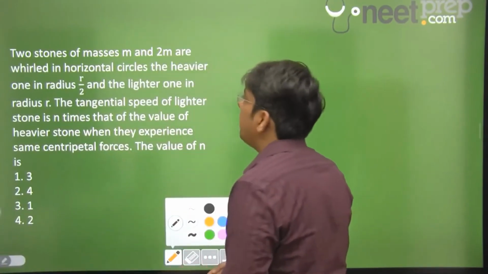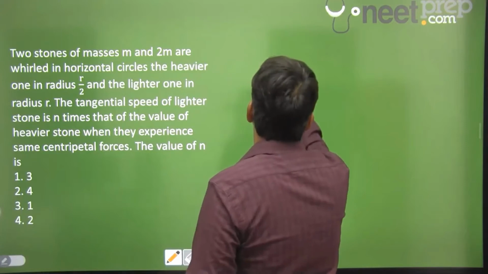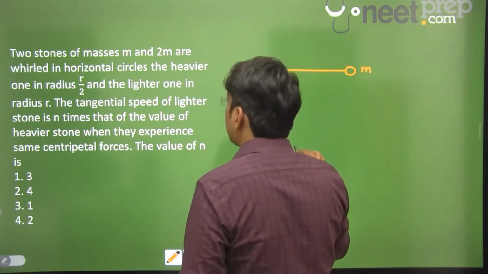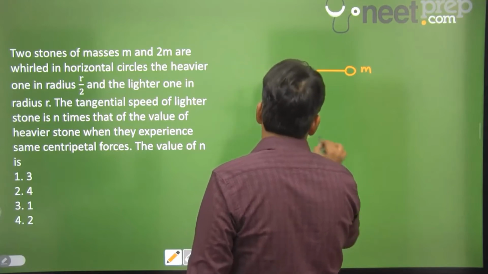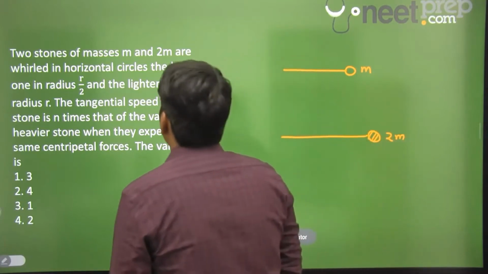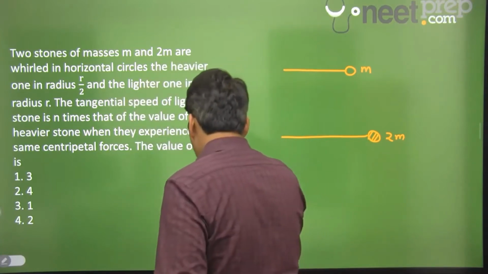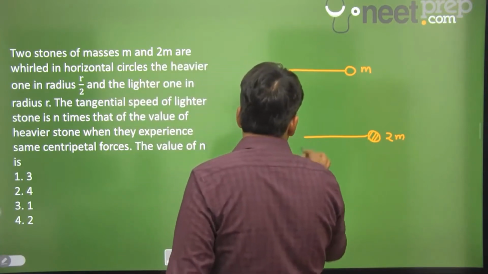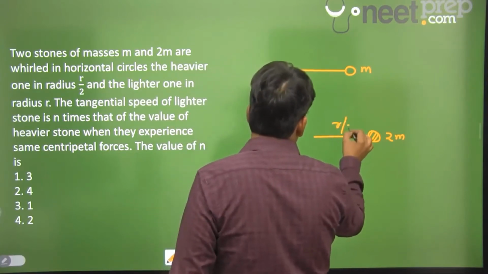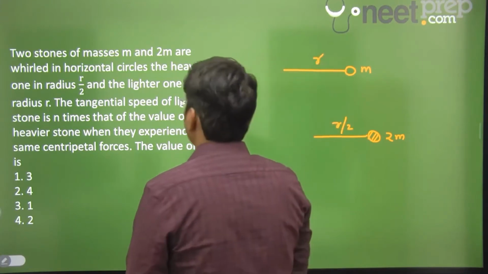Two stones of masses m and 2m are whirled in horizontal circles. One has mass m, the other has mass 2m. The heavier one revolves in a circle of radius r by 2, and the lighter one in a circle of radius r.